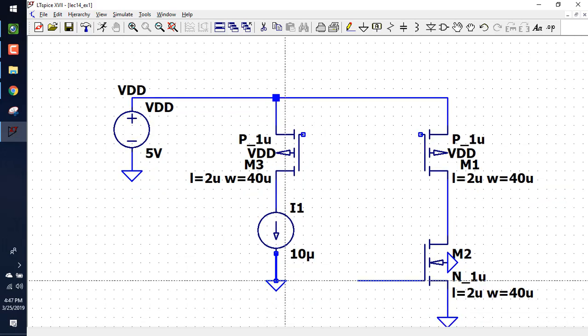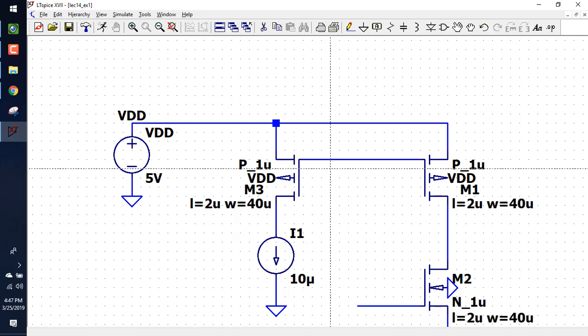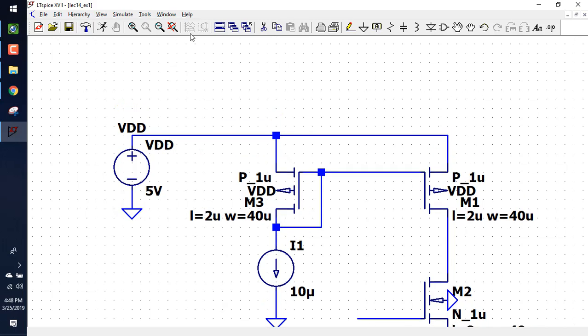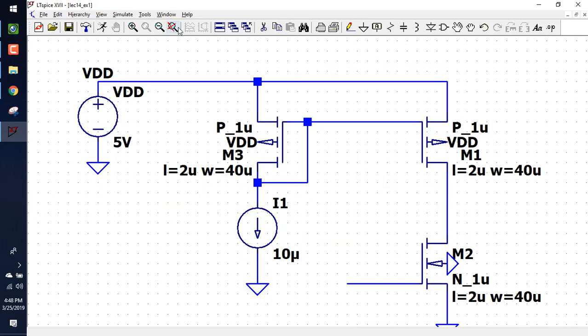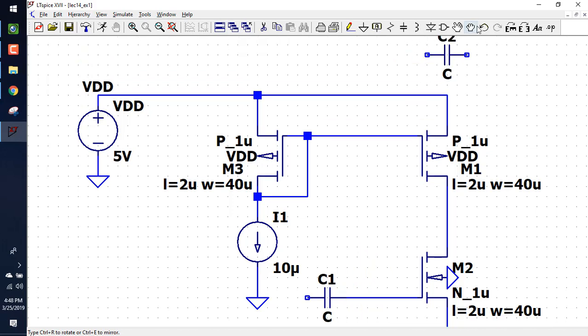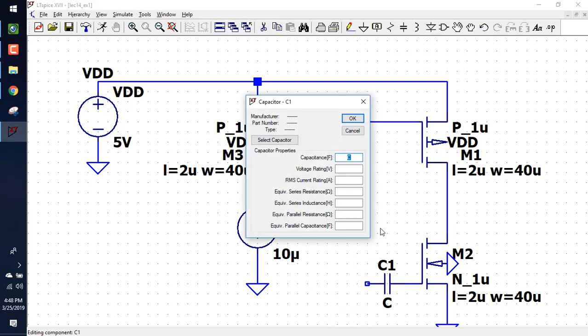Okay. Favorite time in my class is drafting. All right, let's put a cap down here. And let's stretch that over. And right click there and call it 1U.